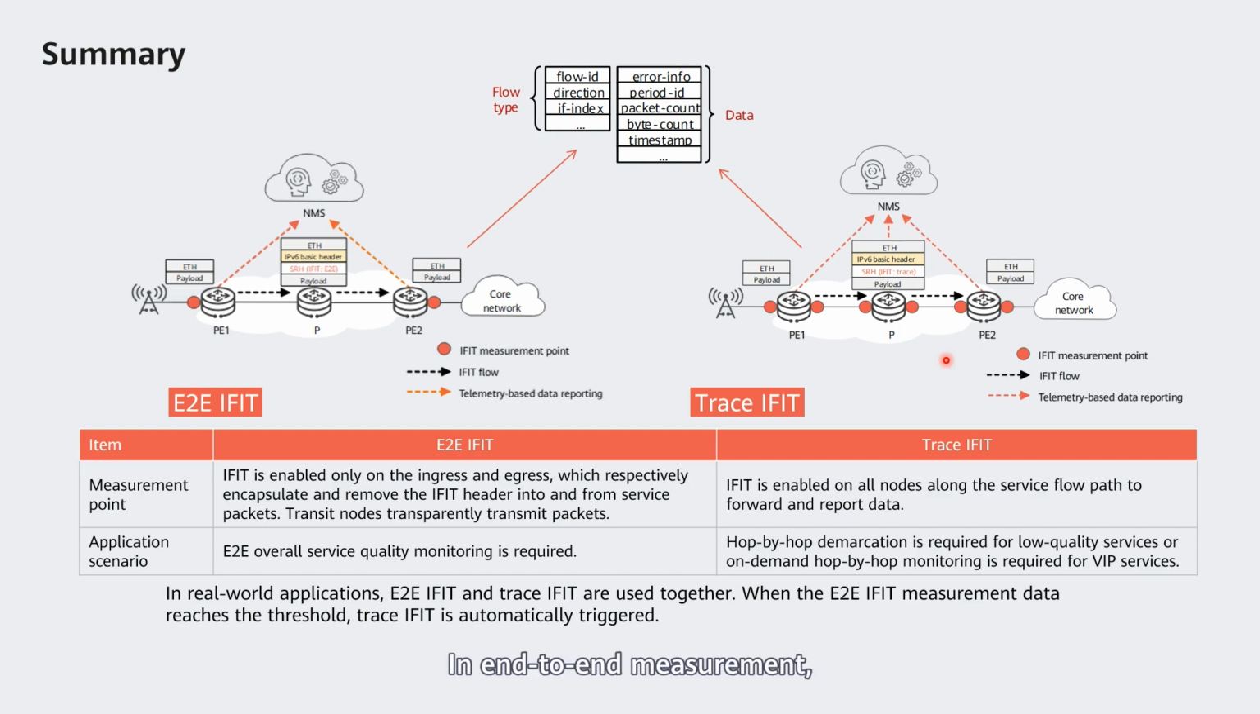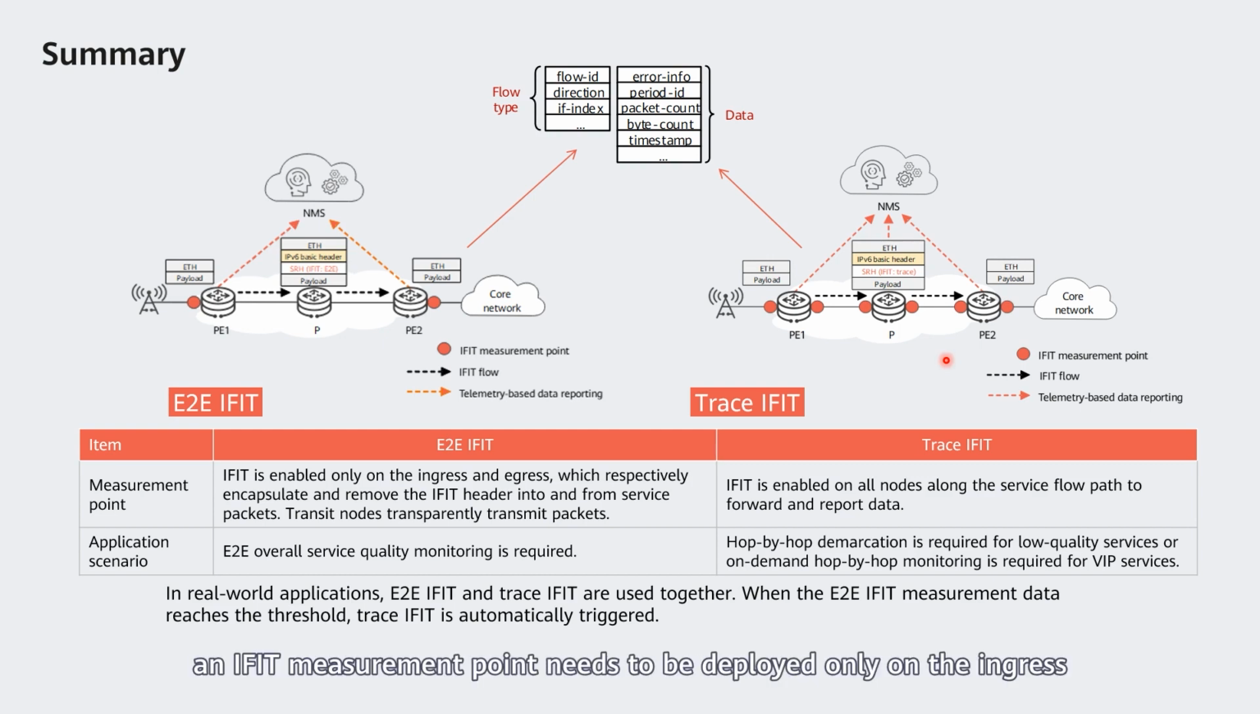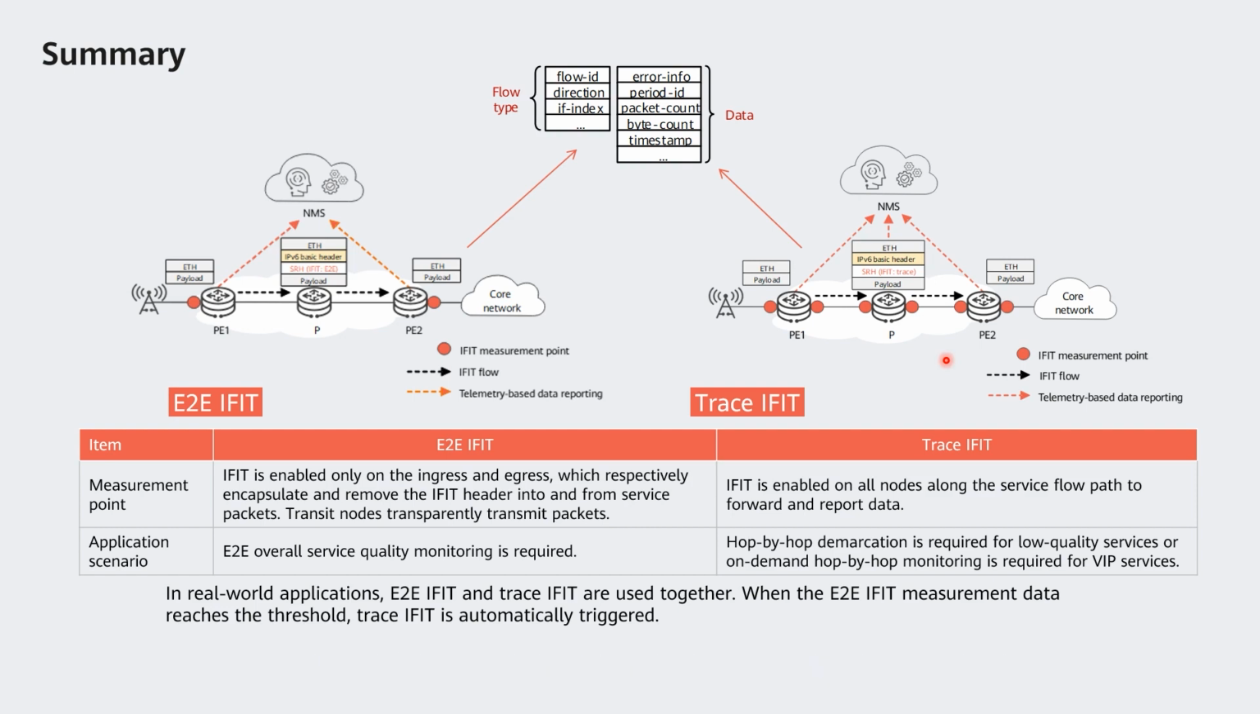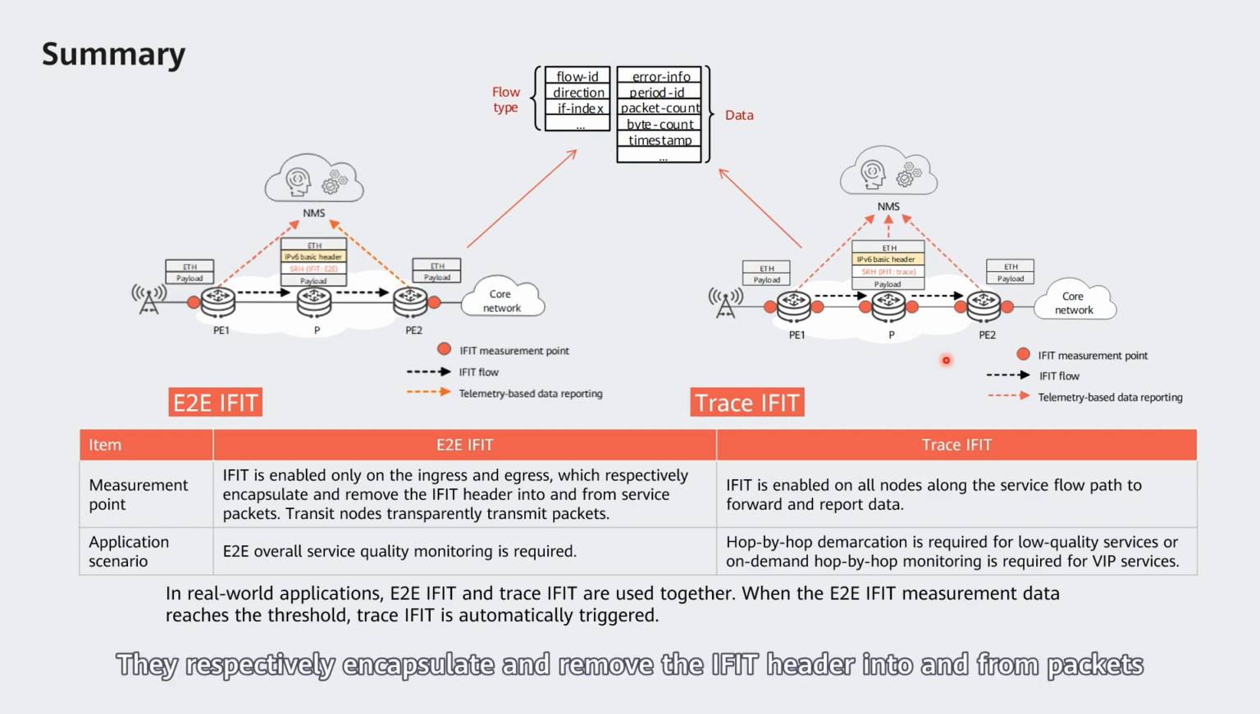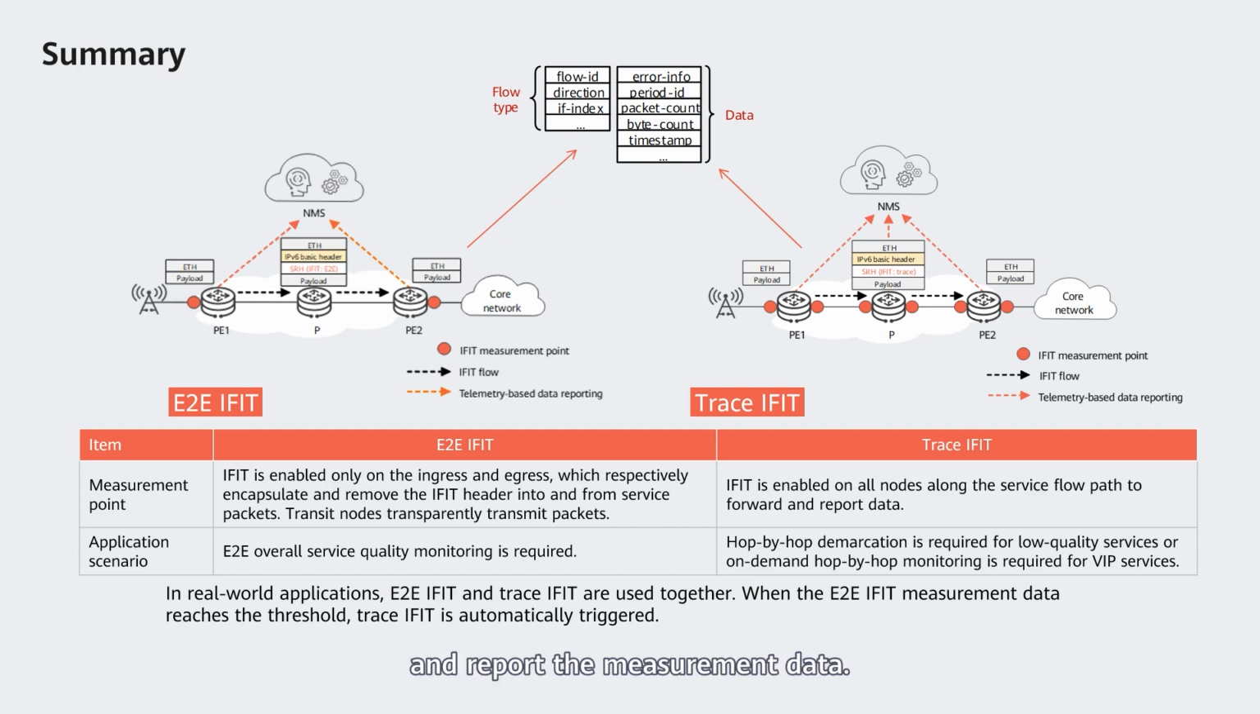In end-to-end measurement, an IFIT measurement point needs to be deployed only on the ingress in order to trigger measurement, and IFIT needs to be enabled on both the ingress and egress. In this case, only the ingress and egress are aware of IFIT packets. They respectively encapsulate and remove the IFIT header into and from packets and report the measurement data. Transit nodes directly forward the packets.